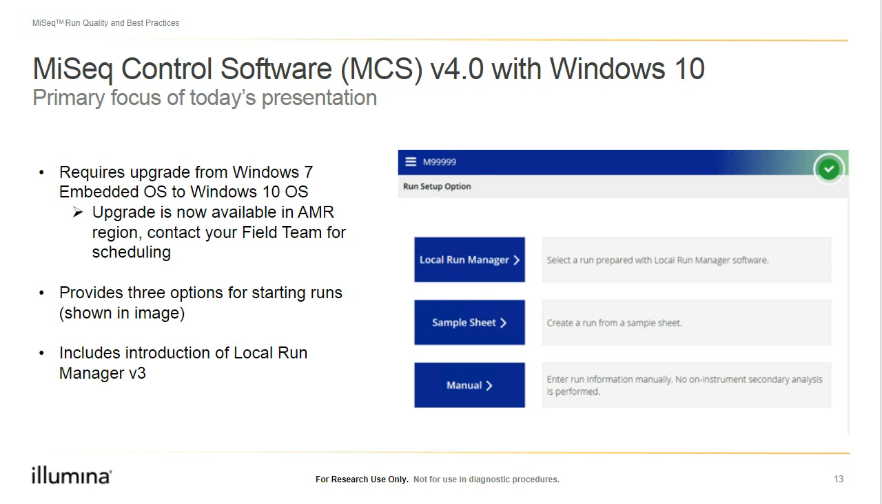If your system is not under an active service contract, you may reach out to tech support or your local field representatives for more information or quotes. As with MiSeq Control Software version 3.1, we maintain three methods of starting a run, but we get the improved performance of LRM V3, which again comes with the latest analysis options and some improved software on the back end to increase data transfer and analysis performance.